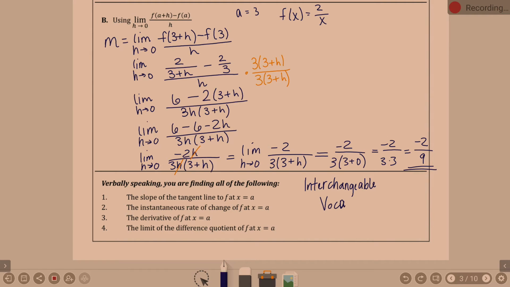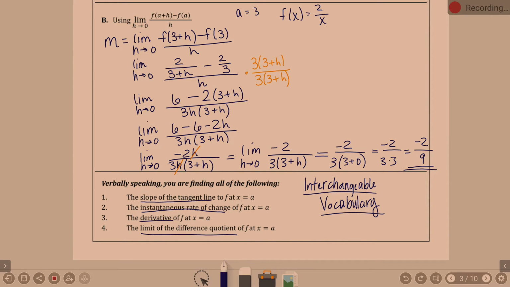Except I can't spell vocabulary. Oof. Okay, interchangeable vocabulary. The slope of the tangent line to f at x equals a. Instantaneous rate of change of f at x equals a. The derivative of f at x equals a. The limit of the difference quotient of f at x equals a. Right? Slope of the tangent line, instantaneous rate of change, derivative, limit of the difference quotients. It's all asking the same thing.